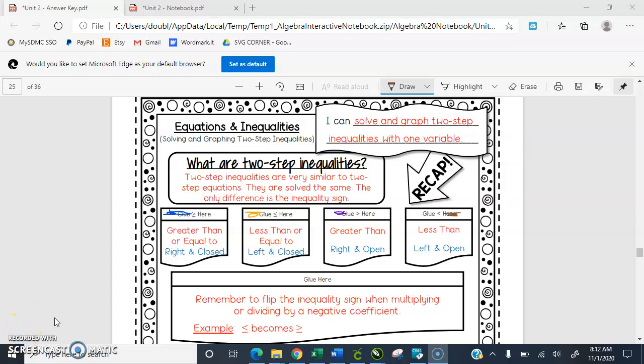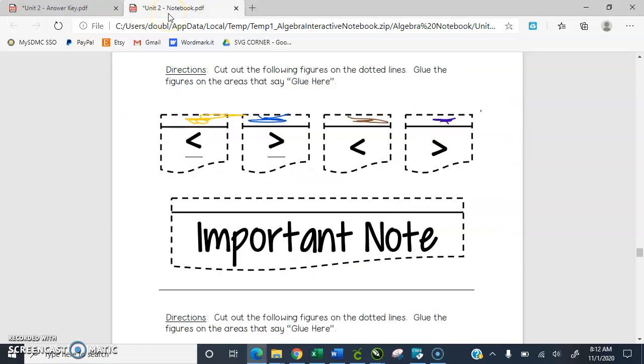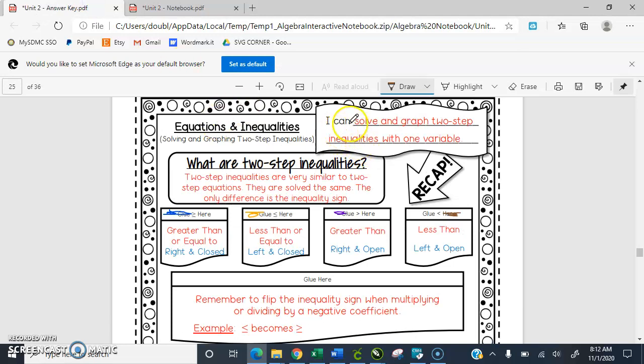Okay, today we're talking about solving and graphing two-step inequalities. And we should have two sheets. So you should have a blank sheet that looks like this. Then you should have a cutout that looks like this. Okay, so what we're supposed to be able to do after we finish this topic is I can solve and graph two-step inequalities with one variable.